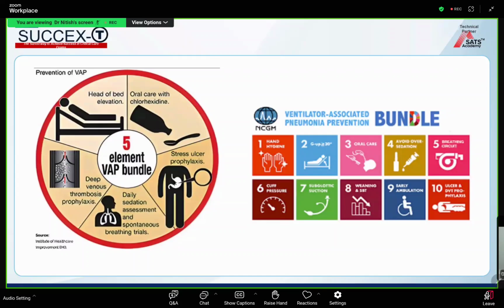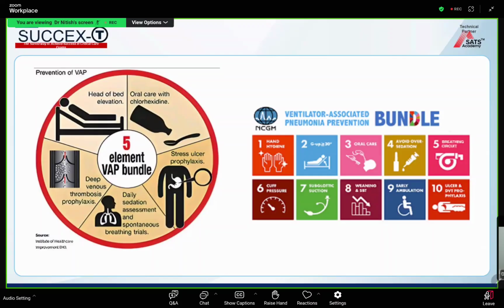Many places have many components. Some basic components are these 5: head end elevation, oral care with chlorhexidine, stress ulcer prophylaxis, daily sedation assessment and stopping sedation to check if the patient is ready to be weaned off, and deep venous thrombosis prophylaxis. Of these, head end elevation and oral care with chlorhexidine have low evidence, whereas the others have very high evidence.